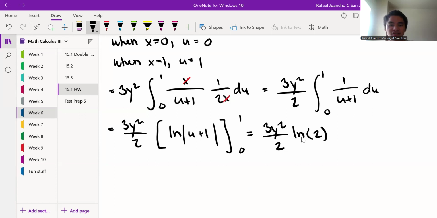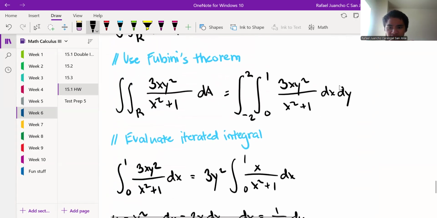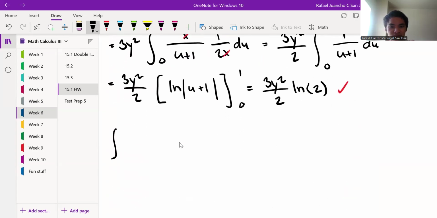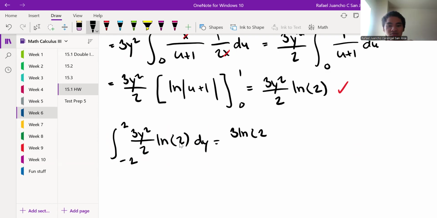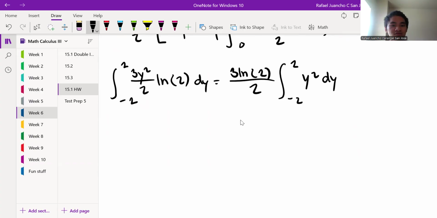And then from there, we integrate this thing now with respect to y. So here, this is 3y squared over 2 ln 2 dy. Then we can cancel all of the constants that we have. So this is 3 ln 2 over 2 y squared, right? Now we have a nice integral here. So this is going to be something. This is going to be what?